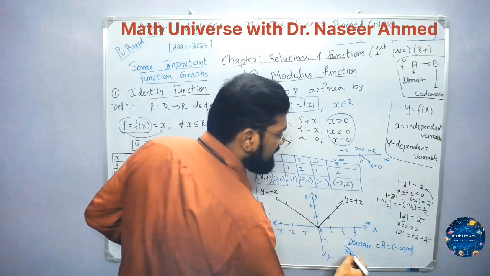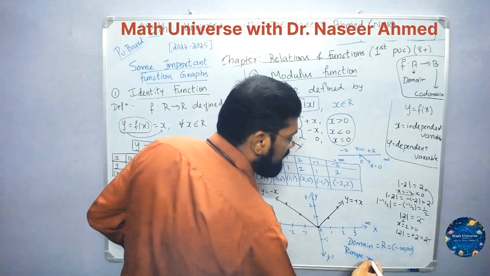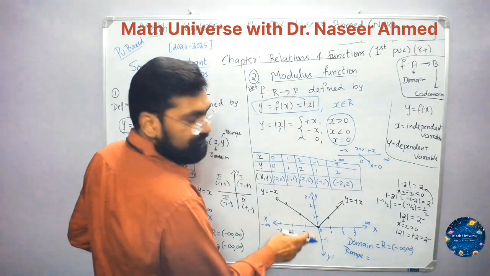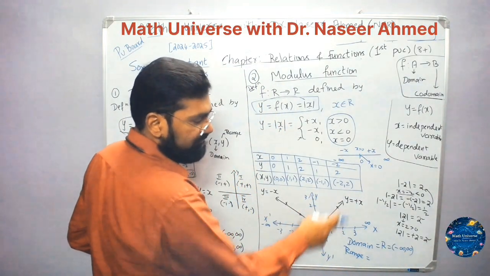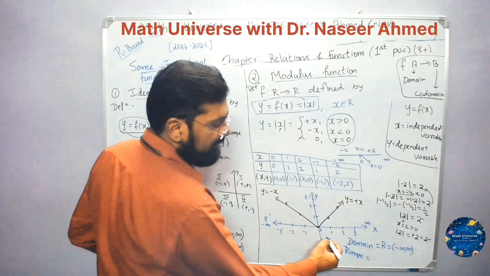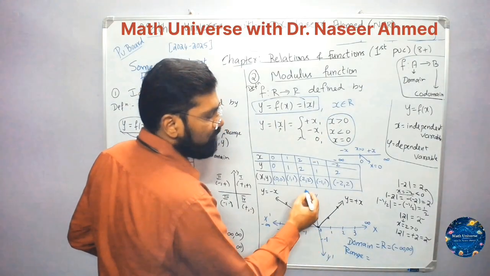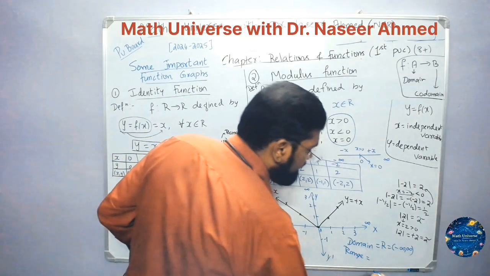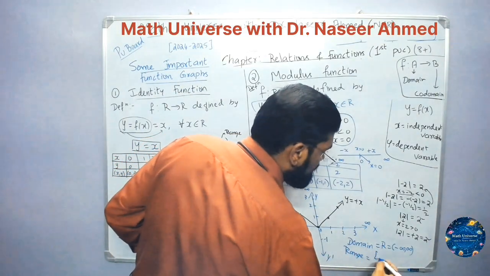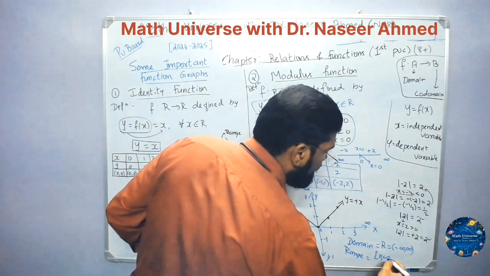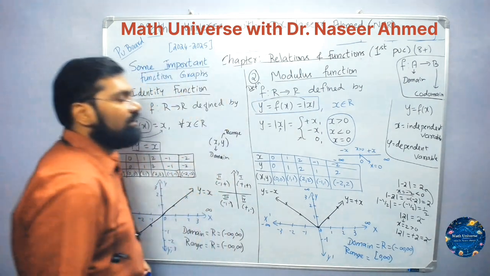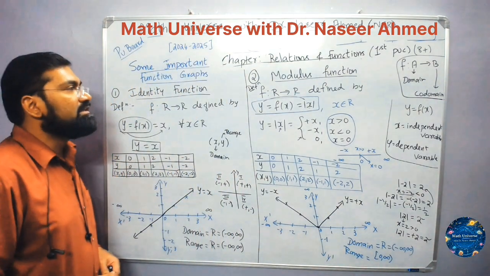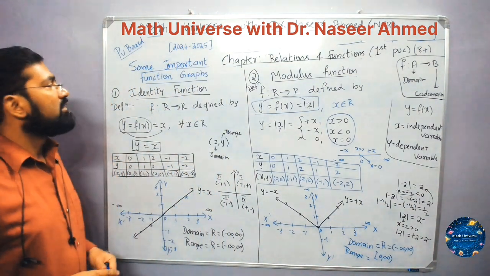What about the range? See carefully. Do we have any graph here? Black color, what I have drawn the graph, do we have here? No. It is just starting from 0. 0 to where? Infinity. As and how I move up, the graph also moves up. So the range is closed interval 0 to infinity. Okay. So with this, modulus function completes.